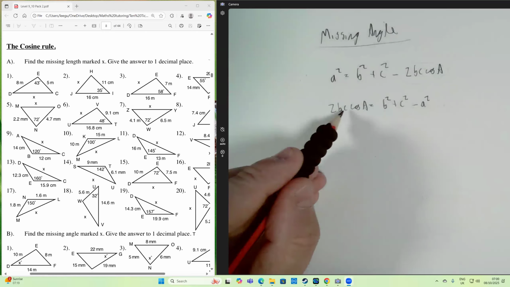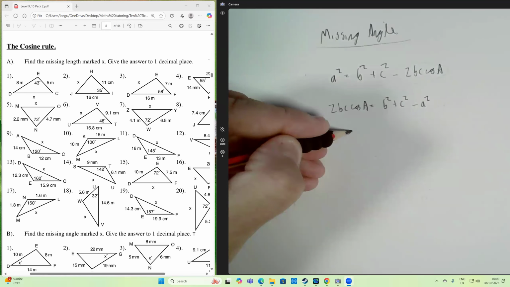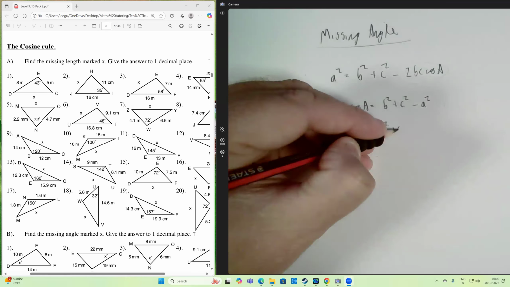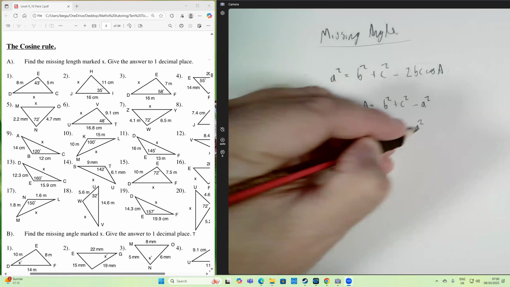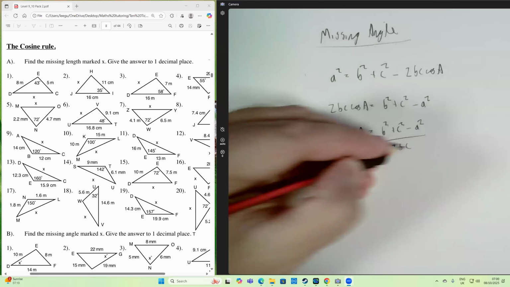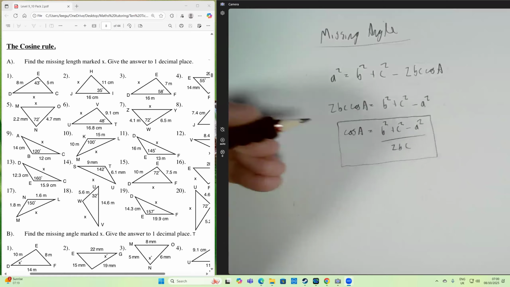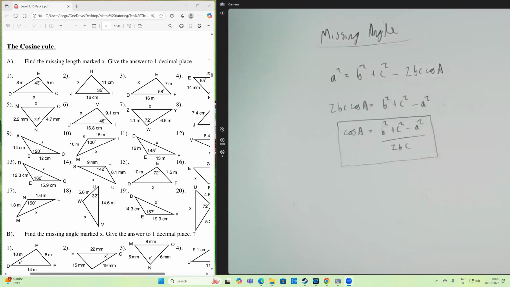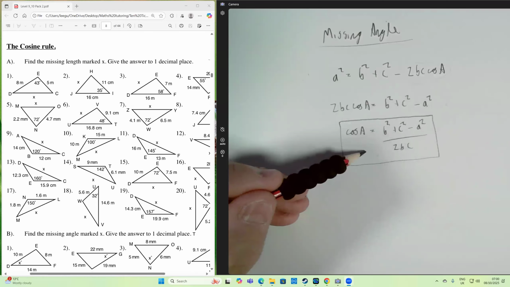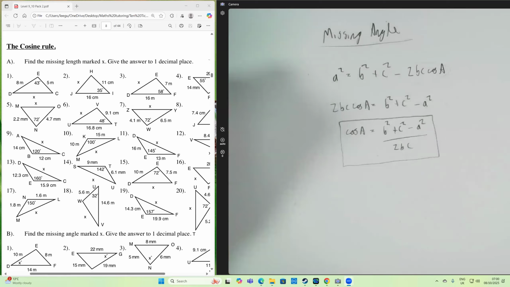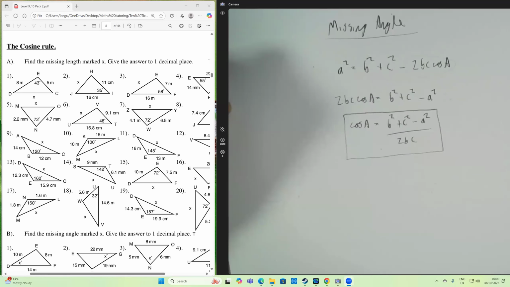I'm now going to divide by 2bc. So now I have cos A is equal to b squared plus c squared minus a squared over 2bc. And this is the rearranged version of the cosine rule that we need to be using when we're finding an angle like we are now. But you can either just remember that directly, or you can derive it from the formula. So let's have a look at the first question then.